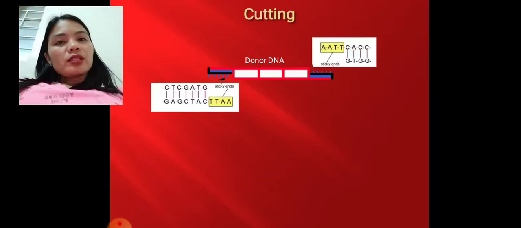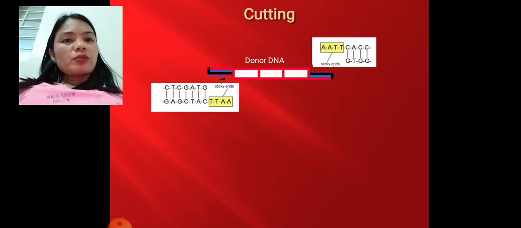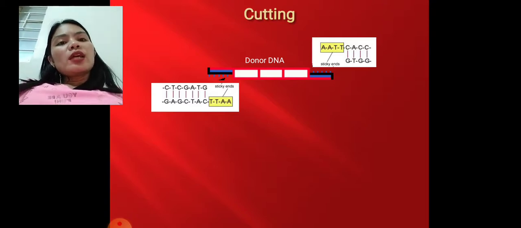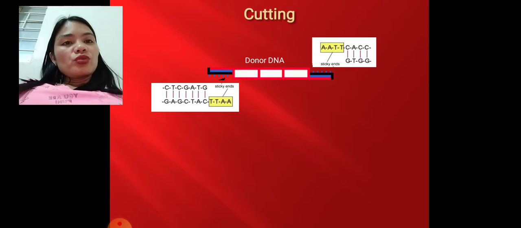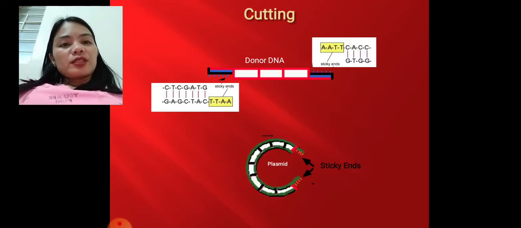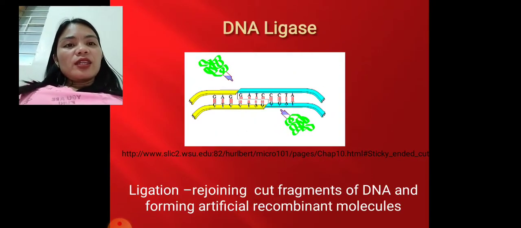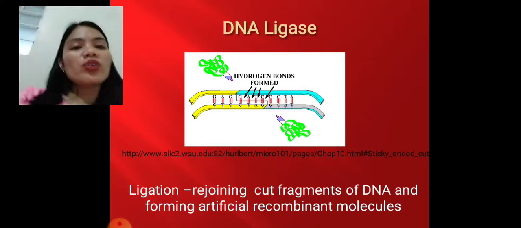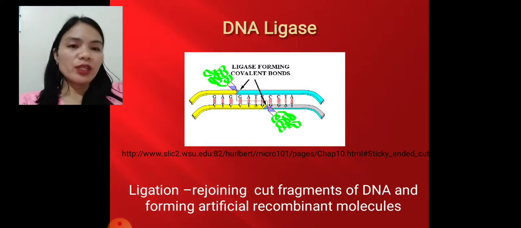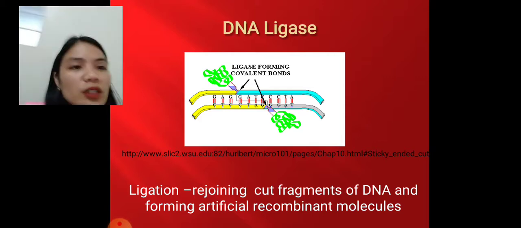So, remember dun sa ating discussion dun sa genetics, 'di ba? Meron tayong pinipair na nitrogenous bases. Cytosine, guanine, thymine, adenine, yan yon. So, dun may kinakat lang tayo, may pagdudugtungin tayo, yung thymine, adenine, idudugtong mo dun sa dulo, adenine, thymine. Yan. And then, the DNA ligase, yun. Ligation or the rejoining of the cut fragments of DNA and forming artificial recombinant molecules.